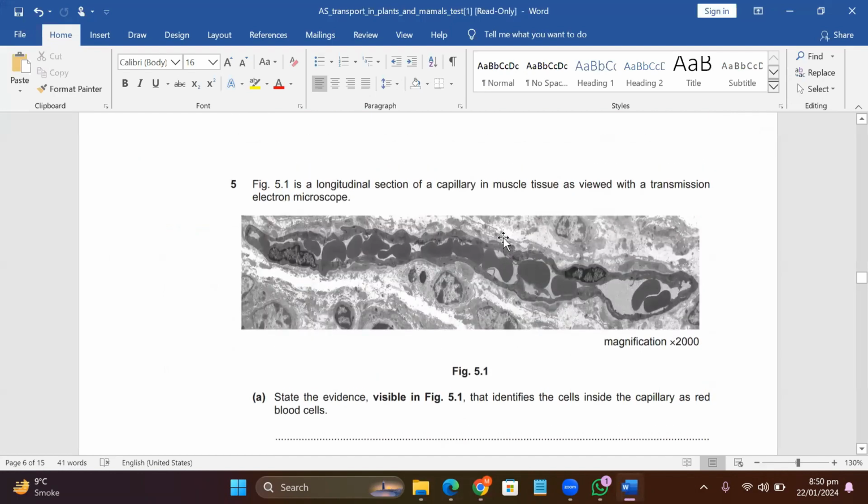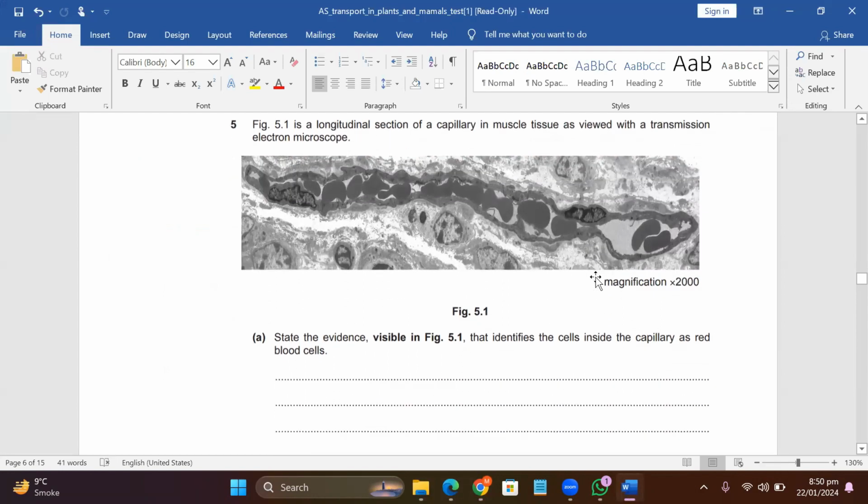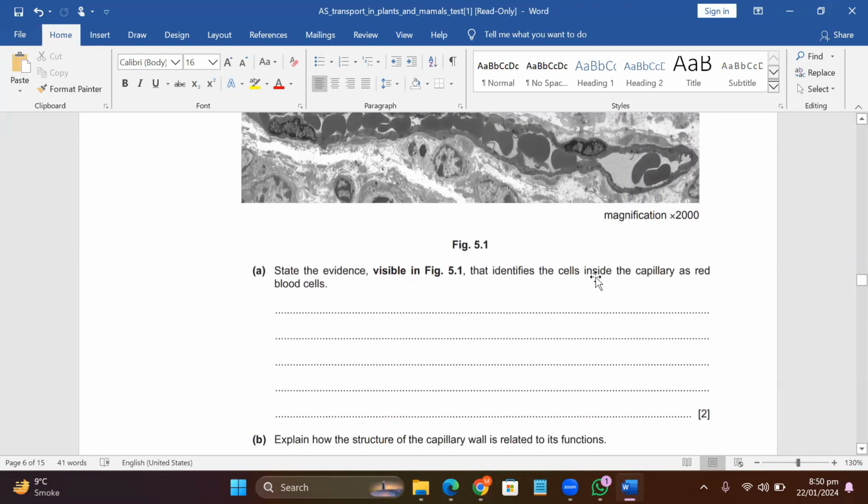Question number 5. Figure 5.1 is a longitudinal section of a capillary in muscle tissue as viewed with the transmission electron microscope. You can see that these are the red blood cells and they're passing. Why are these red blood cells? Because they have a biconcave shape, they have no nucleus, and they are moving in one line in the capillary, and they are almost the same diameter as the capillary. Are you getting my point? State the evidence visible in Figure 5.1 that identifies the cell inside the capillary as a red blood cell.